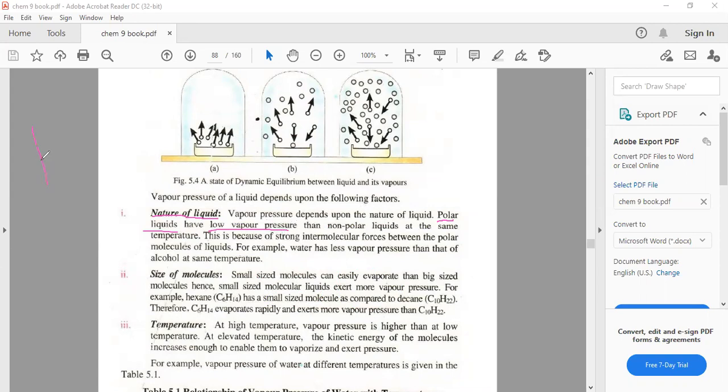For example, if the liquid is HCl, and HCl is polar, as we know, having a partial positive and a partial negative charge, and these partial positive and partial negative charges have an interaction with the other molecules.